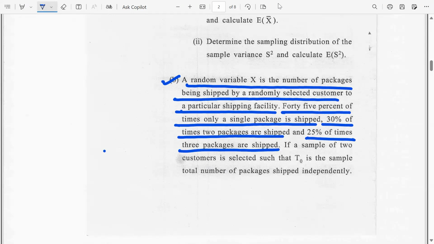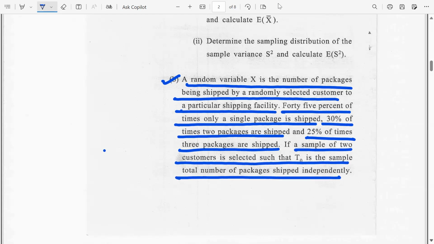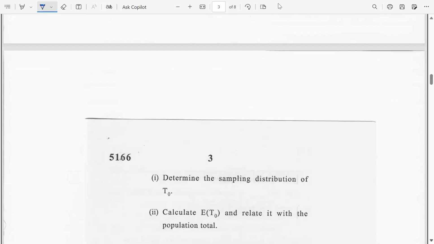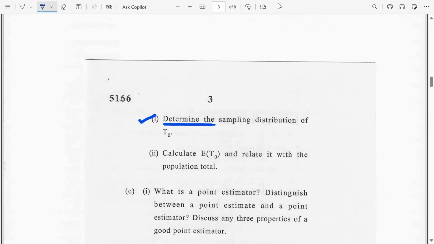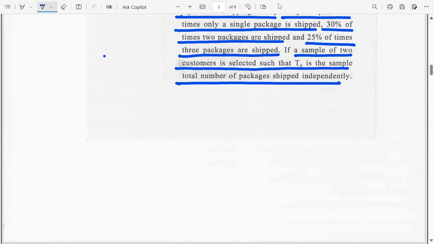So we are given the probability of a single package being shipped, the probability of two packages being shipped, and the probability of three packages being shipped. If a sample of two customers is selected such that T0 is the sample total number of packages shipped independently, the question asks us to find the sampling distribution of the sample total T0, and we also need to find the expected value of T0 and relate it to the population total. Let's quickly come to the whiteboard to solve this problem.